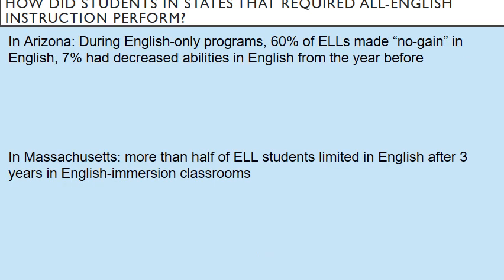In Arizona, during those English-only programs, 60% of English learners made no gain in English. So obviously students were not progressing in those all-English classrooms. Moreover, 7% of students in those all-English classrooms were actually decreasing in their English ability from the year before. So it had a net negative effect on those students learning English.